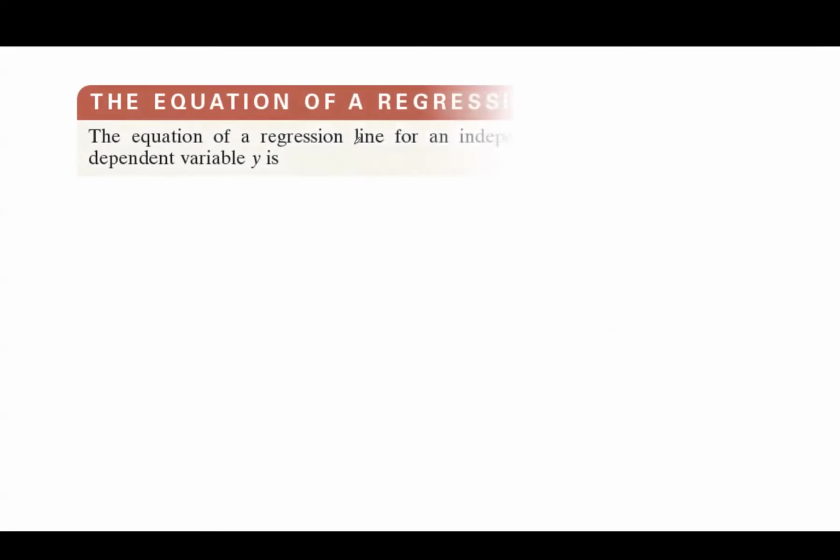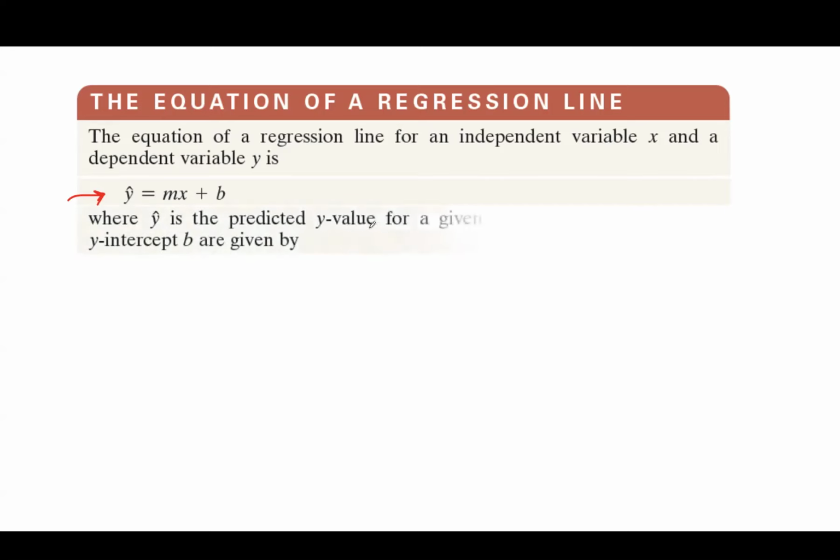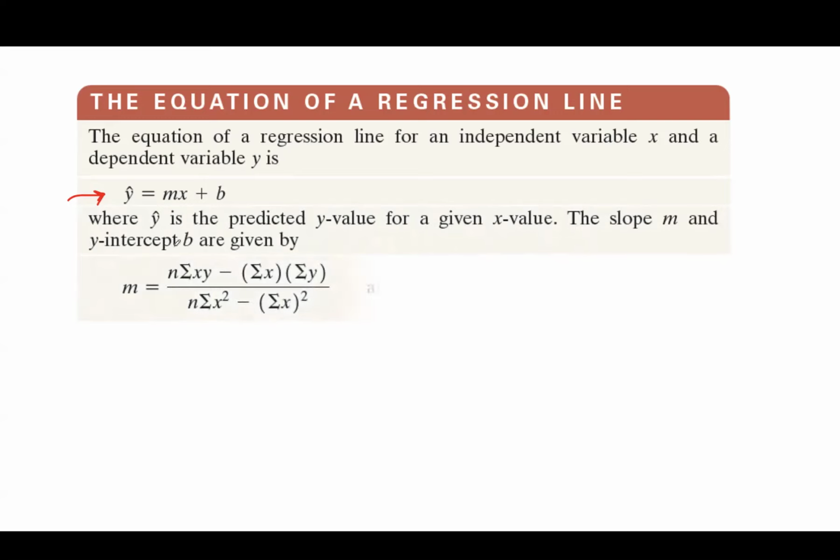The equation of a regression line for an independent variable x and a dependent variable y is denoted by y hat equals mx plus b. So y hat is the predicted y value. It's not the actual y value. So y hat is the predicted y value for a given x value. We can calculate the slope and the y-intercept of the regression line this way.